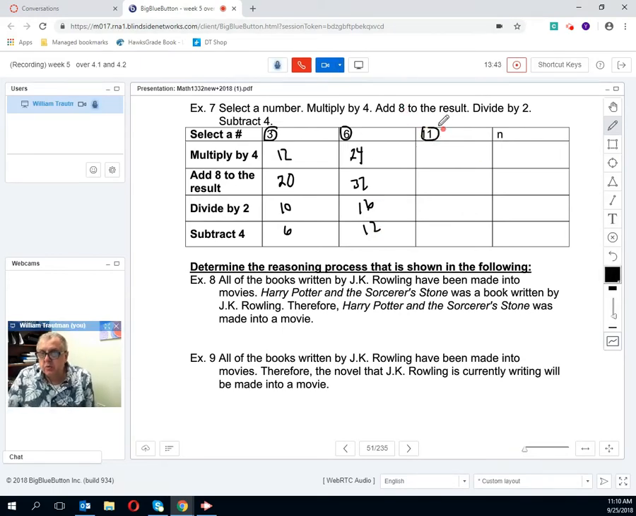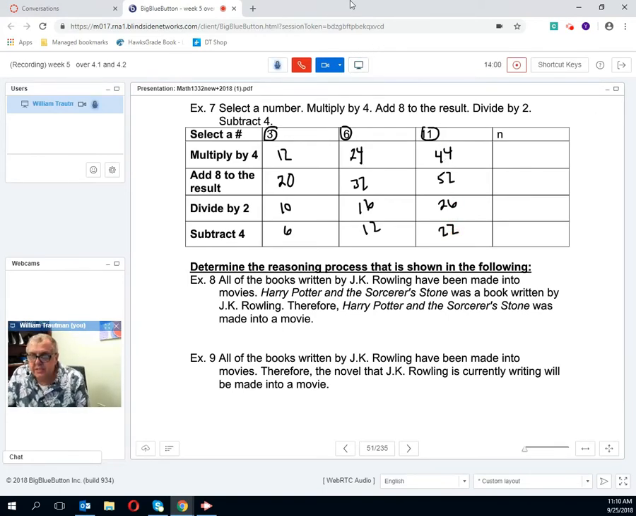Next, 11. Multiply by 4 is 44. Add 8, 52. Divided by 2, 26. 52 divided by 2 is 26. Subtract 4 is 22.